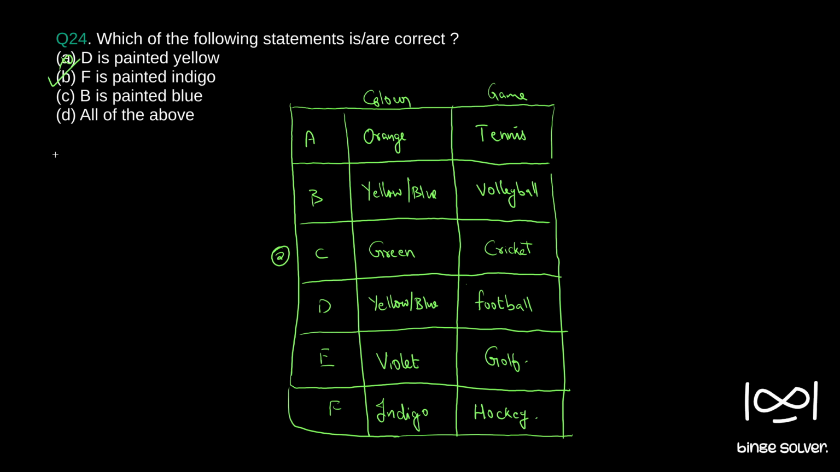We'll just check the other two statements. B is painted blue. We cannot say for sure whether B is painted blue. It could be yellow also. So C is wrong. D, all of the above, since A is a wrong statement, that is also wrong. So the solution to question 24 is B, F is painted indigo. We'll take up the next question.